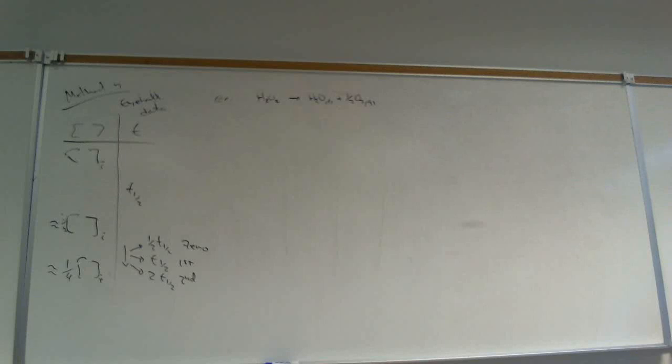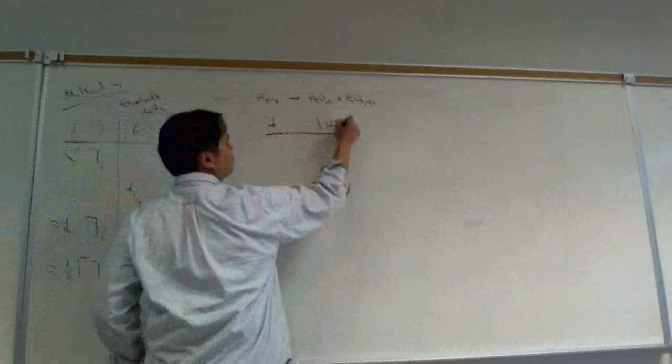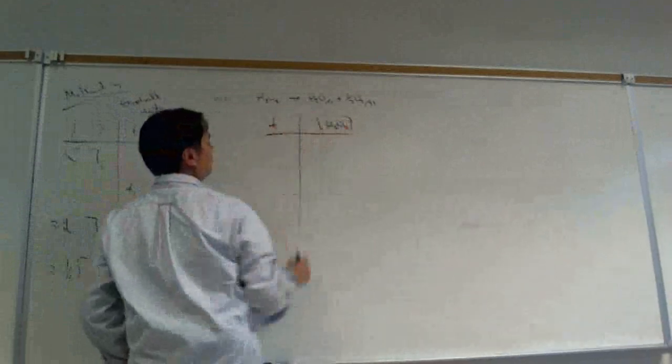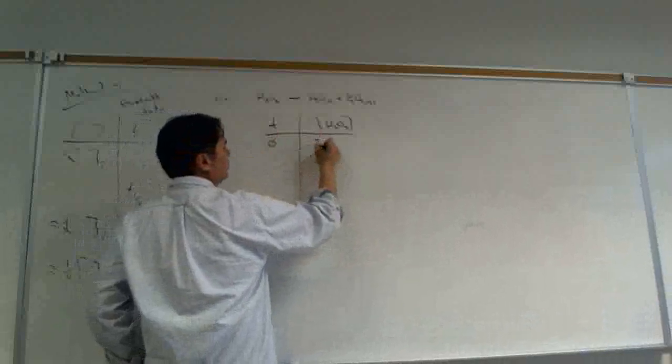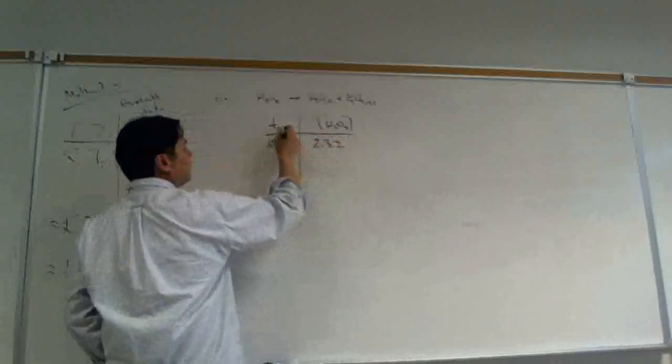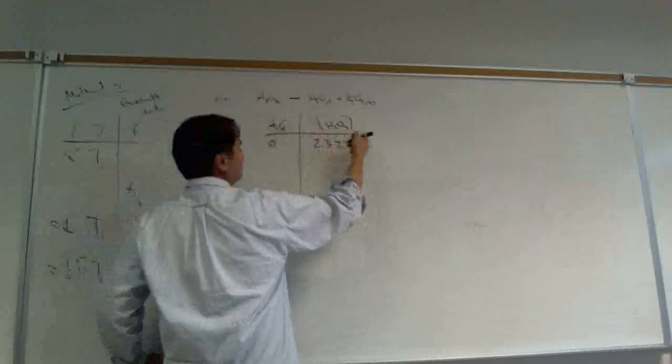Yeah, okay. Let's go with the first set of numbers there. They give us the time versus the hydrogen peroxide concentration, is that correct? Okay, what's the first time? 0. And the hydrogen peroxide? 2.32. Okay, is the time in seconds or minutes? Seconds. And the hydrogen peroxide is in molarity.